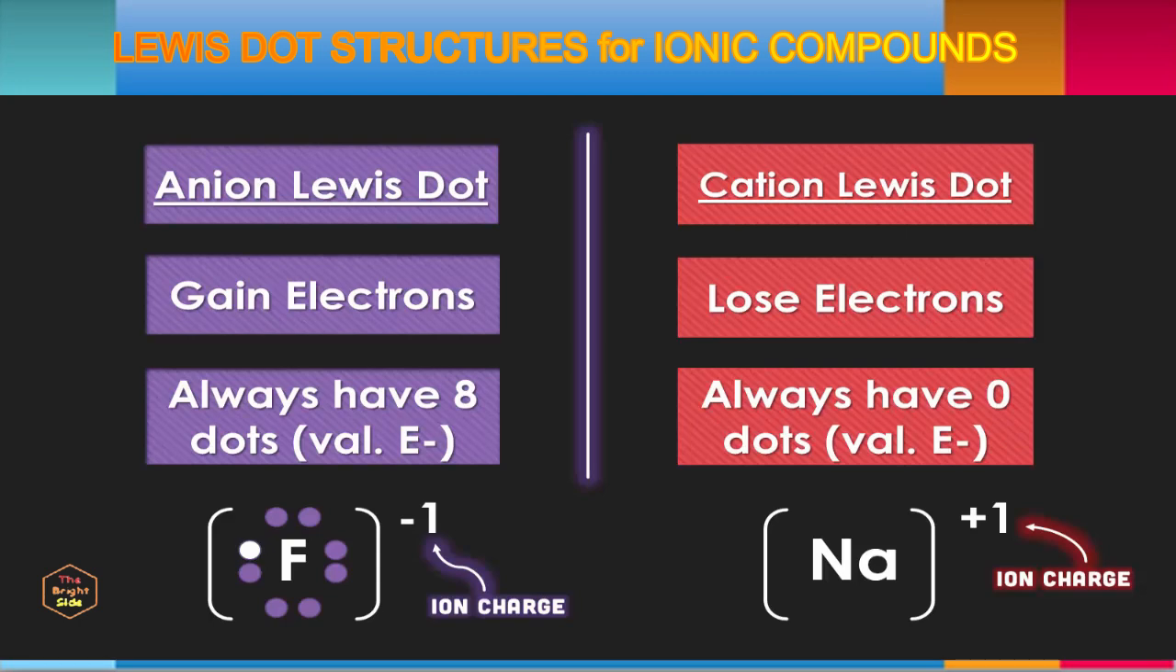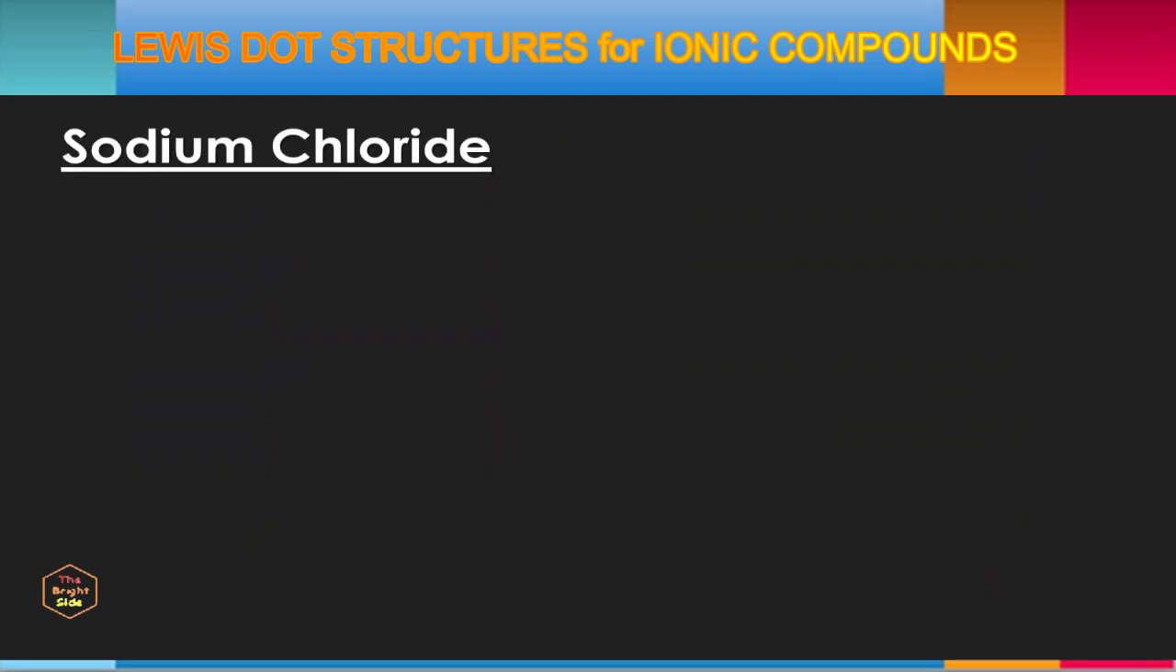Cation Lewis dot diagrams, on the other hand, because they're losing all their valence electrons, they end up with no dots, have the brackets around it with the positive charge on the outside. So let's try these. Our first example is sodium chloride. We know that sodium is a positive 1 charge and chlorine is a negative 1 charge. And when you do the crisscross method, you get the formula NaCl.